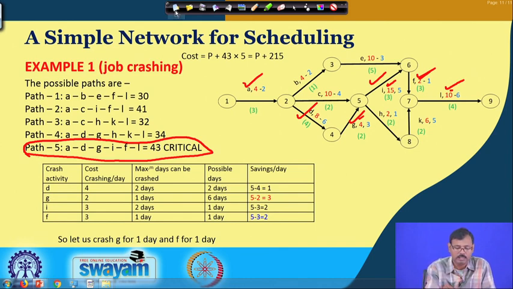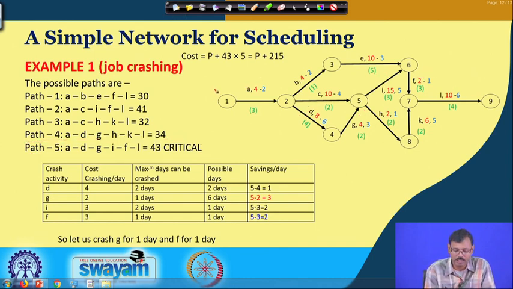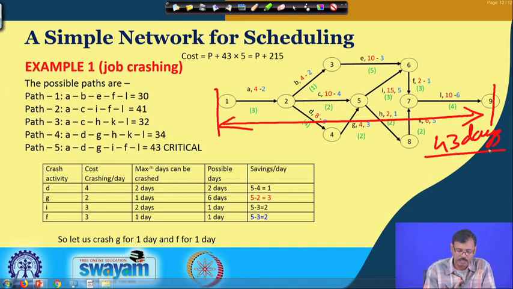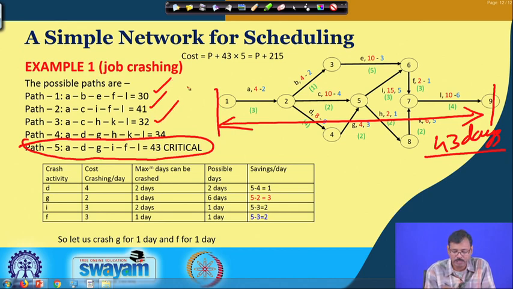That means the expected time to complete this project, as per the normal duration, is 43 days. This 43 days is the requirement for completion of this project, and that is why path 5 is considered the critical path. The other paths have 13 days slack, 2 days slack, 11 days slack, and 9 days slack associated with them.